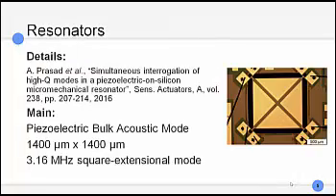Now the resonators I'm using, I'm not going to go into too much detail. If you'd like more detail, I'll point you towards this paper that uses the exact same design. But they are piezoelectric bulk acoustic mode resonators, and they're relatively large. They're 1.4 by 1.4 millimeters. And for this study, I'm really just looking at the square extensional mode, which is an in-plane mode characterized by the uniform contraction and expansion of the plate.